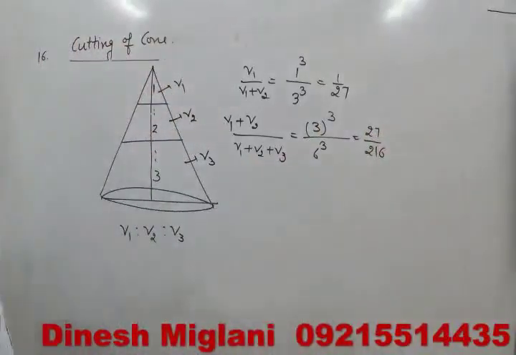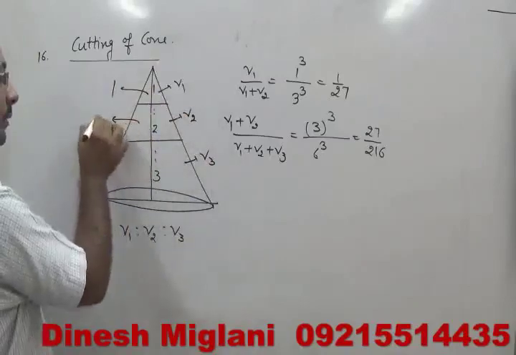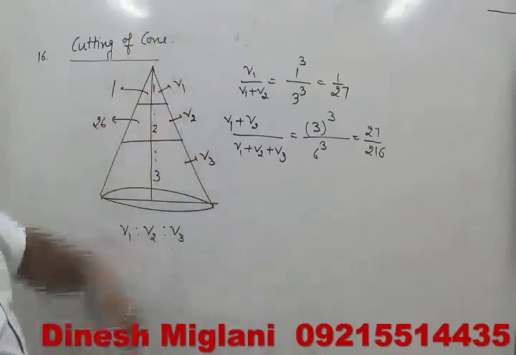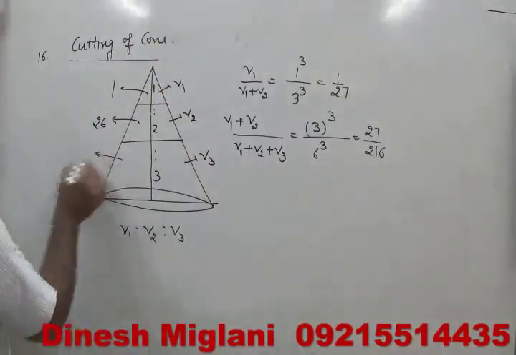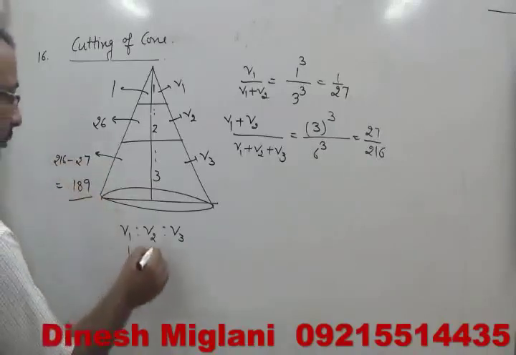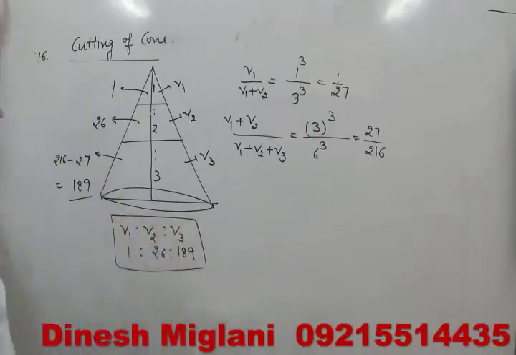Now if I say this volume is 1 and this total is 27, it means this is equal to 26, and this total is 216. This is 27, total is 216. So I can say this is 216 minus 27, right? If you subtract it, 189. The answer is 1 ratio 26 ratio 189. So I can say that is the ratio of the volumes V1 is to V2 is to V3, 1 ratio 26 ratio 189, right?